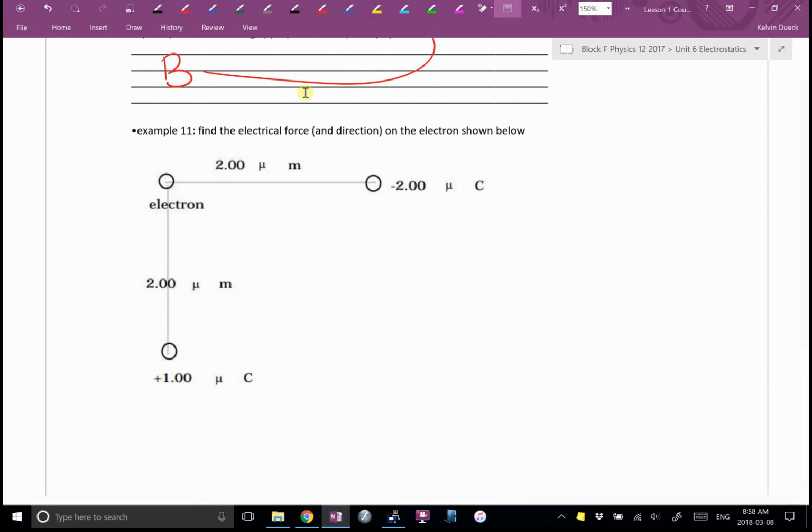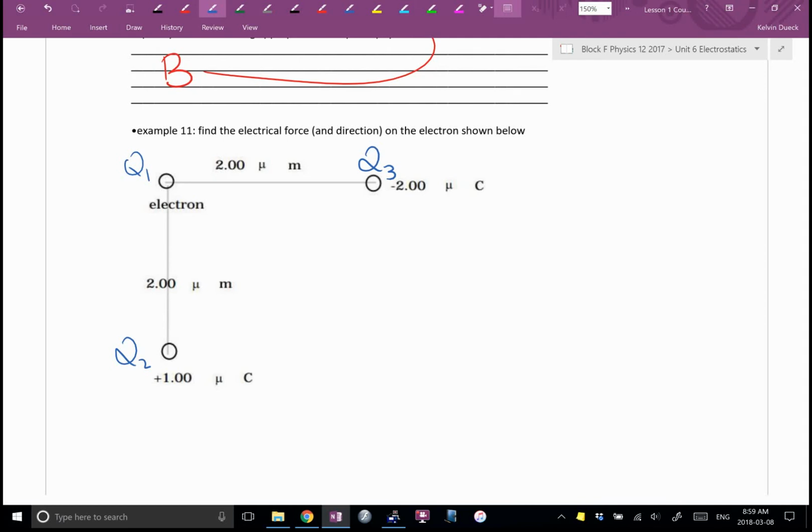Gurjot, how many charges do I have in this picture? 3. What should I do first before I even start? Let's label them. Since the electron is the one I'm interested in, I'll call that Q1. I'll go down Q2. I'll go right Q3. Doesn't matter what you label them, but let's all label them the same in our picture so that we're using the same thing. Sarah, what does this want me to find the force on?